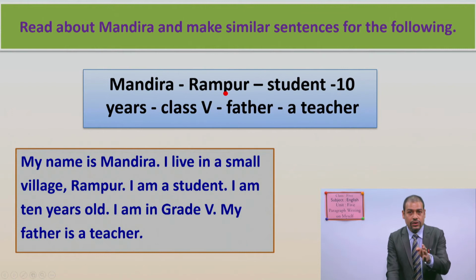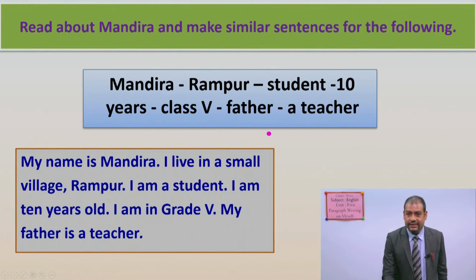This is also a word, address. And again we have developed a sentence as I live in a small village, Rampur. And here is only one word, student, again. And again we make a sentence. See, that is I am a student.